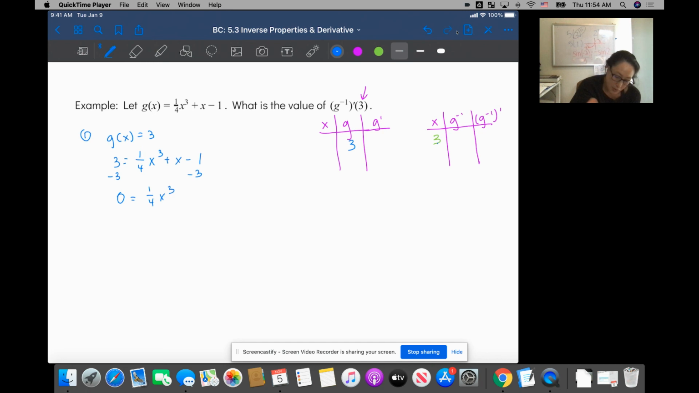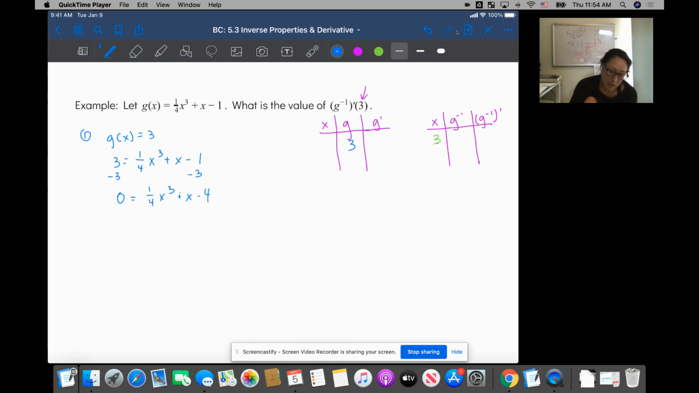I am going to use polysmelt to find the 0 on my calculator, since it's a polynomial, or you can graph this on your calculator and find the zeros from the graph. Okay, so I get x is equal to 2. So when x is equal to 2, then I get an output of 3. So then I need to find the derivative of g prime of 2.